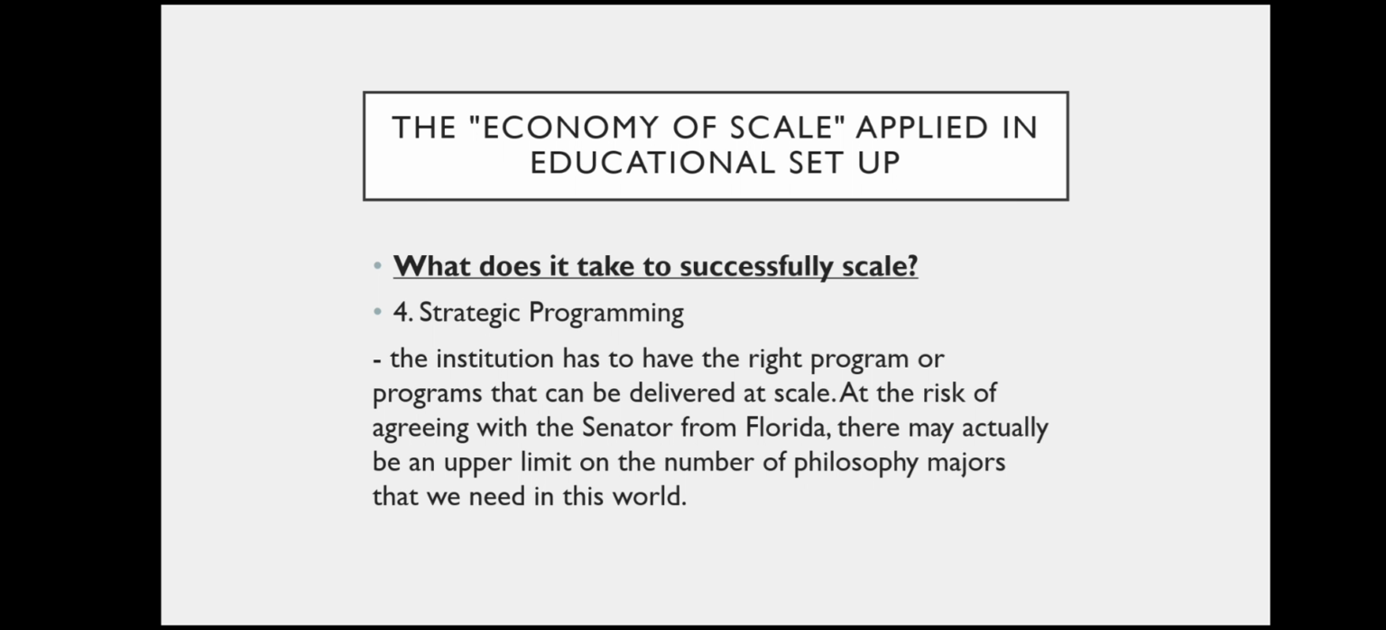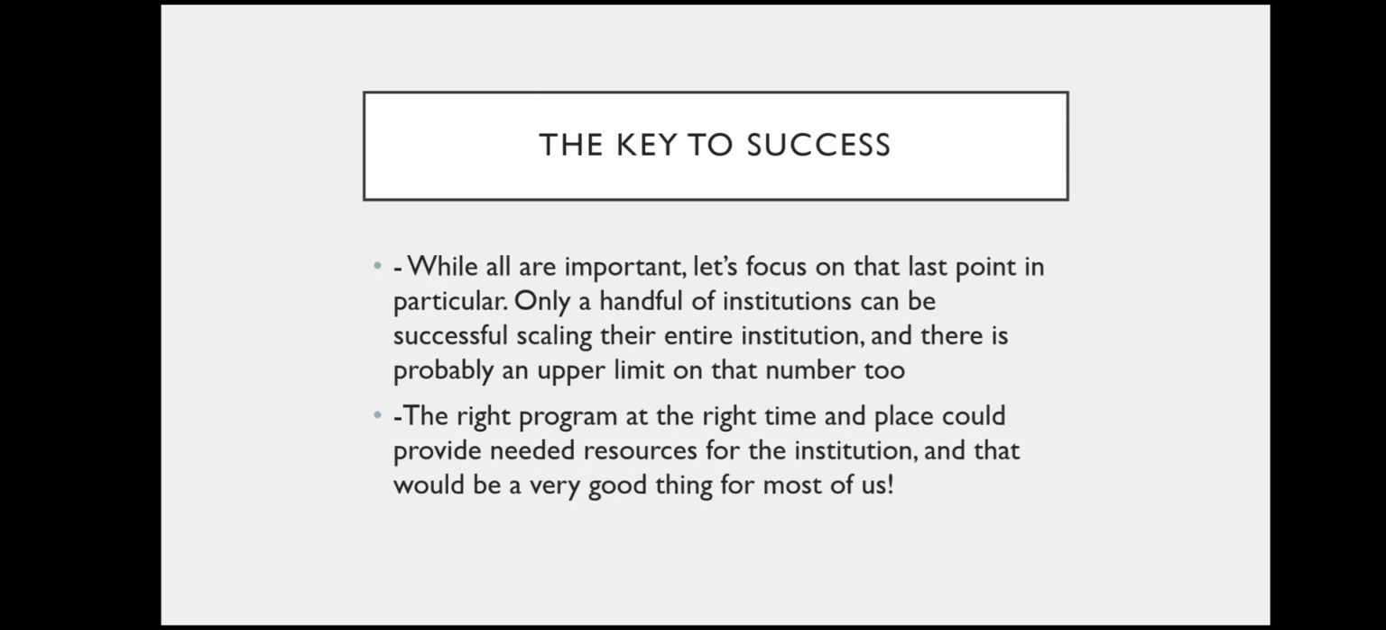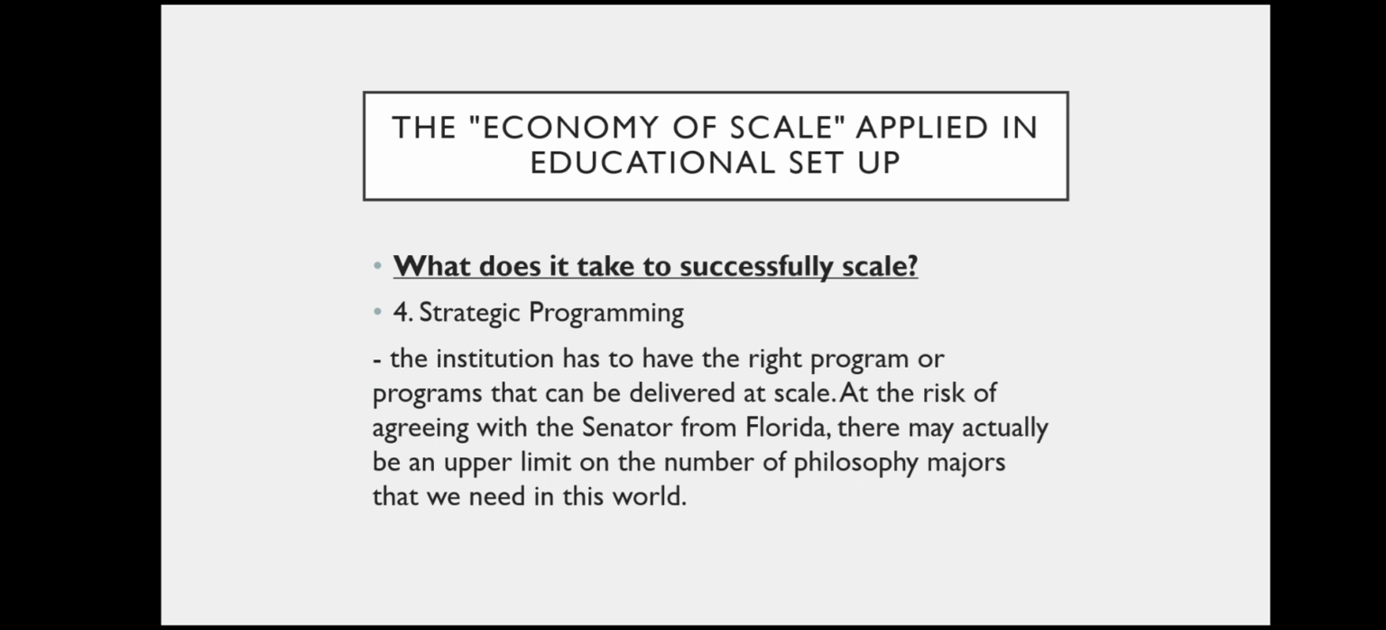And then four, strategic programming. So the institution should have the right programs that can be delivered at scale, and should always be connected with the economy. So those are the different conditions for successfully achieving the economy of scale.